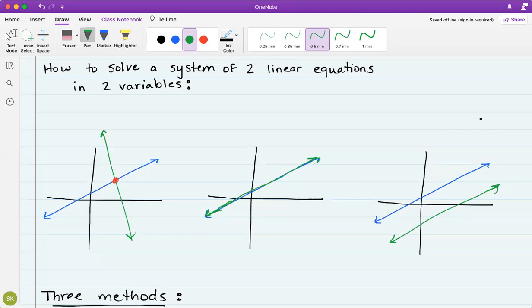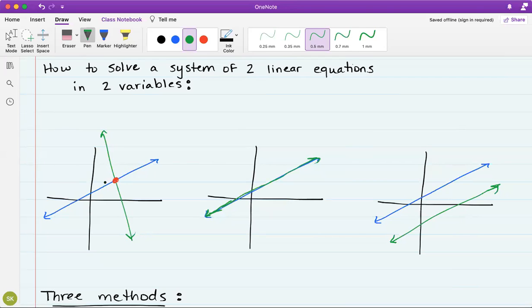Let's look at some examples of where we have to solve a linear system with two equations and two variables. To start, let's just review what can happen when we have such a system. We can have two lines that intersect at one point, two lines that overlap, and so they intersect at all the points on both lines, and we could also have parallel lines.